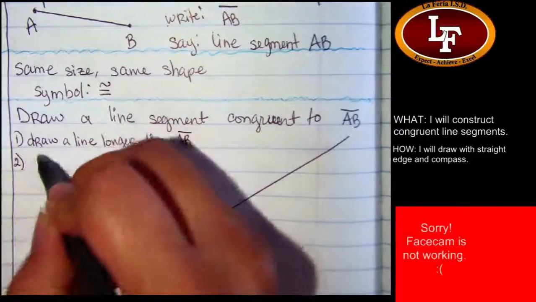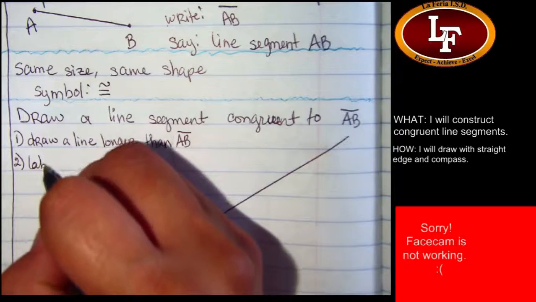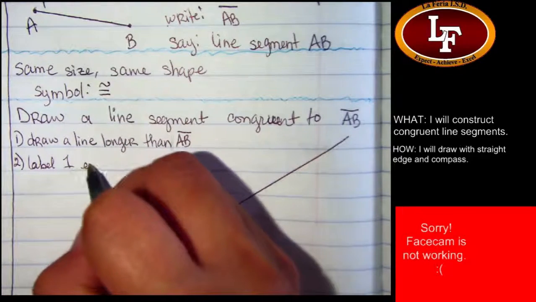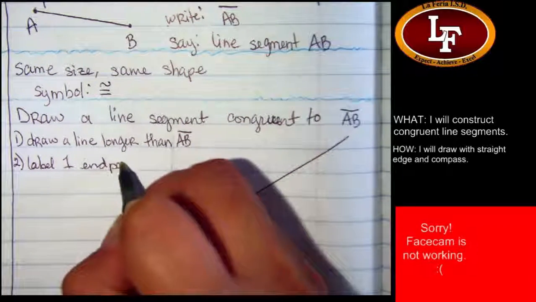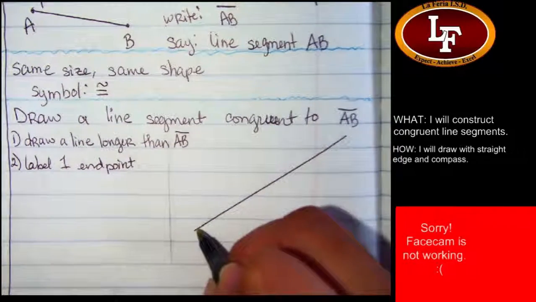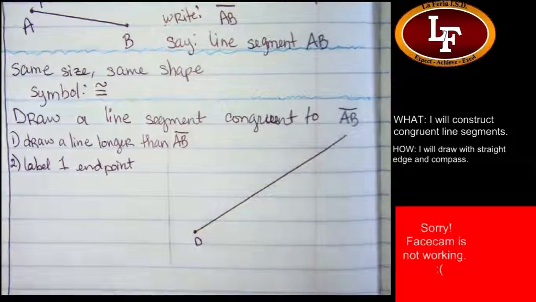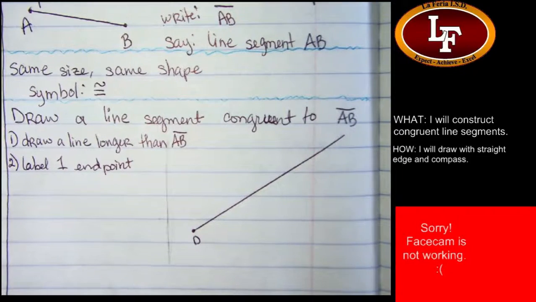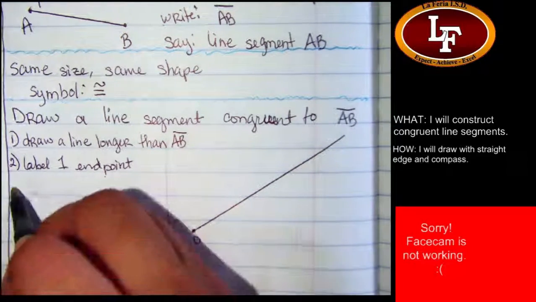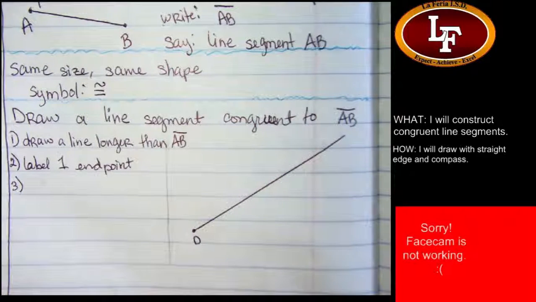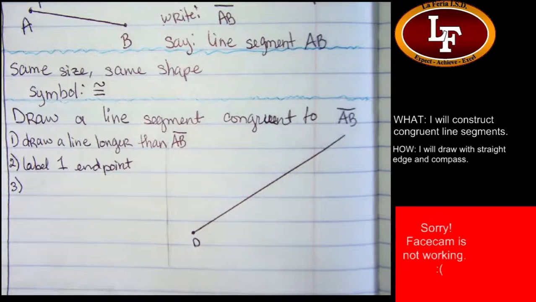Step 2. Label one endpoint. D, she says. Thank you. Sure. Step 3. I'm going to write the thing and then I'm going to explain part of it because there's going to be a couple words in there that are kind of weird. And then we'll do the step.